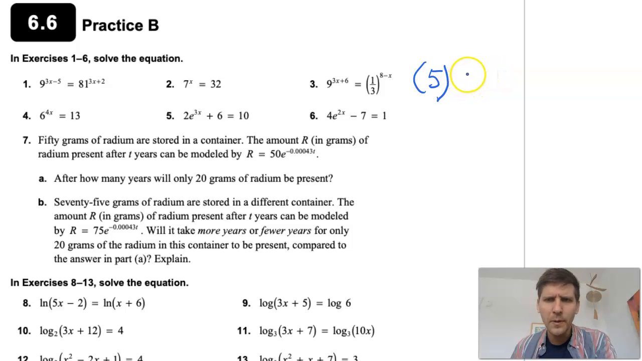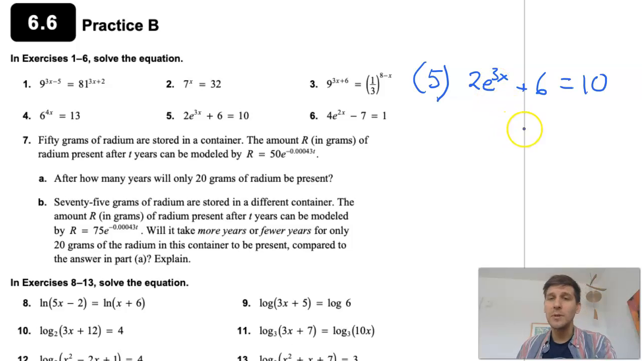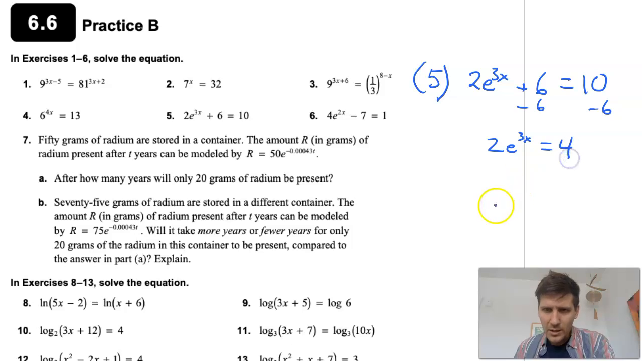I don't know why. So if I have 2e to the 3x power plus 6 equals 10, well, first thing I want to do is isolate the exponential. So I could subtract 6 from both sides. 2e to the 3x power equals 4, divide by 2 on both sides, e to the 3x equals 2.